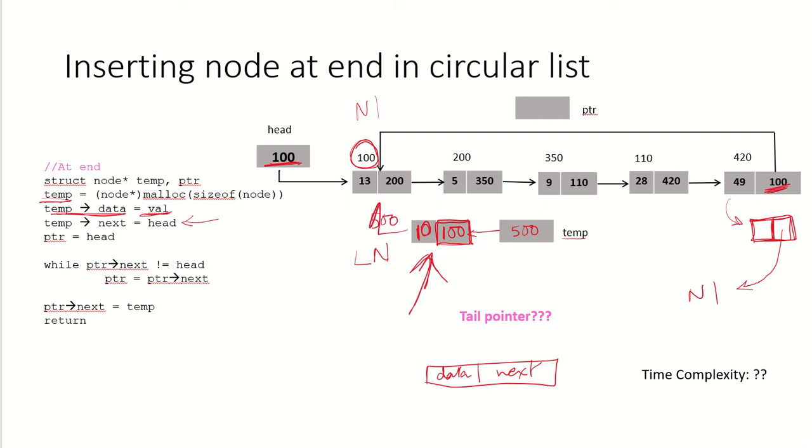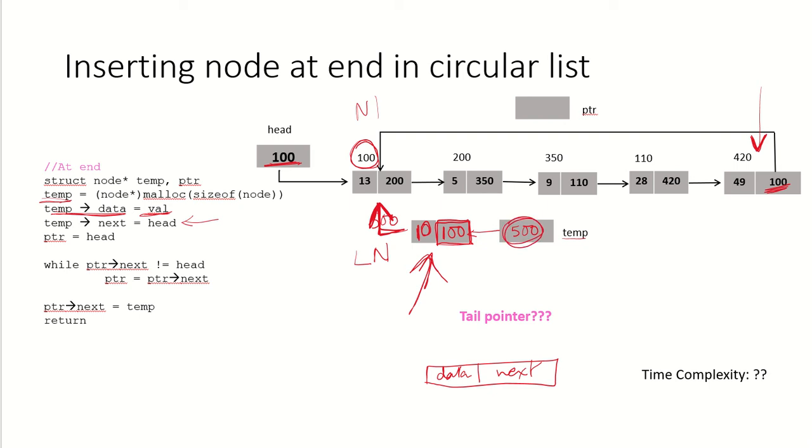So this new node is already pointing to the first node. Now what we have to do is make sure that this node, which is currently last, now starts pointing to the new node that has been created. Where is the address of this new node available? It is available in temp.